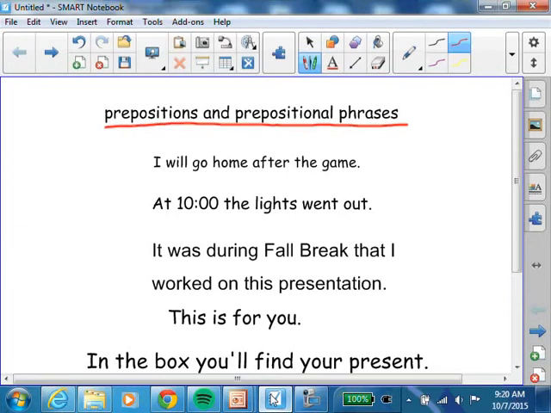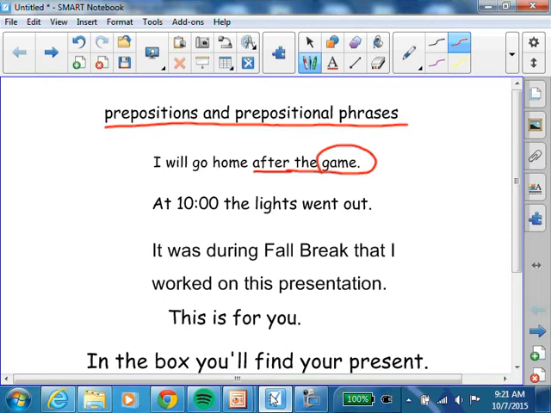The preposition in the sentence, folks, is after. And the prepositional phrase is after the game. Now, what I like to do when I diagram prepositional phrases, I like to circle the object of the preposition, which once again is the noun or the pronoun that ends the prepositional phrase. And that's how it always works with prepositions. They begin prepositional phrases that end with nouns or pronouns, which we call the object of the preposition.